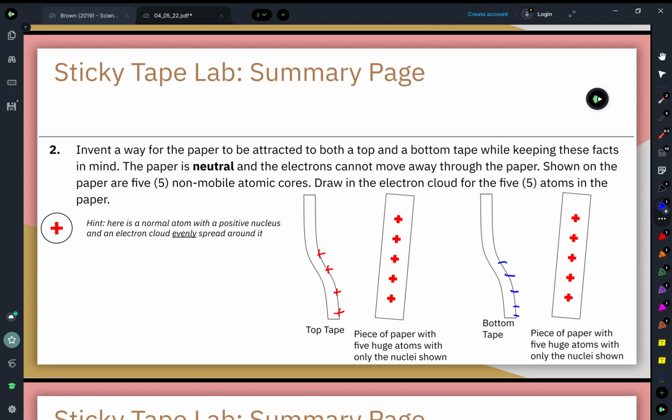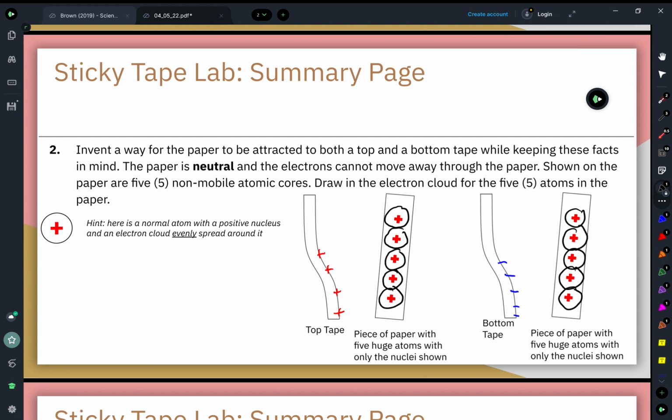We are told that our atomic cores consisting of that positive charge are non-mobile. They have to stay where they are. But we do need to show an attraction somehow. The fact that those cores cannot move, those circles representing our atomic cores, these will have to stay where they are. But what can change is the location of that negative charge.